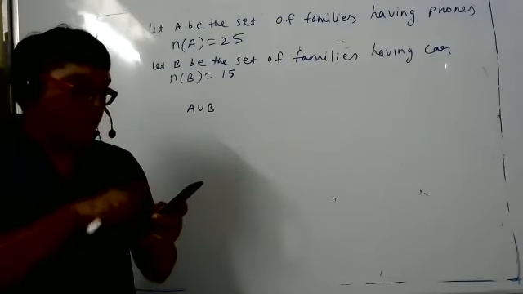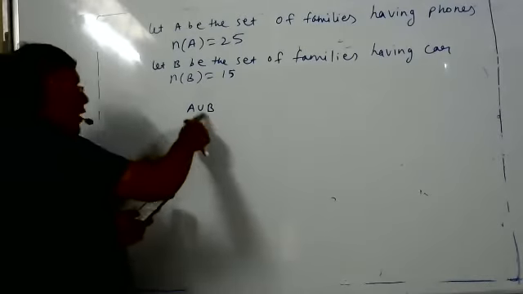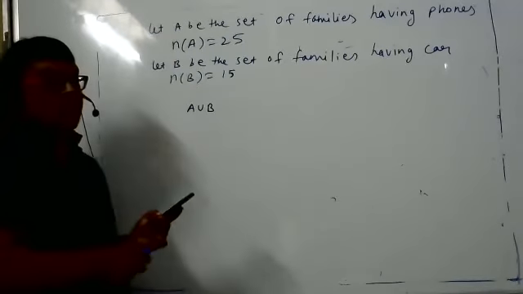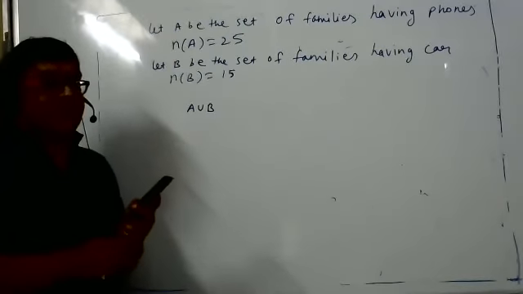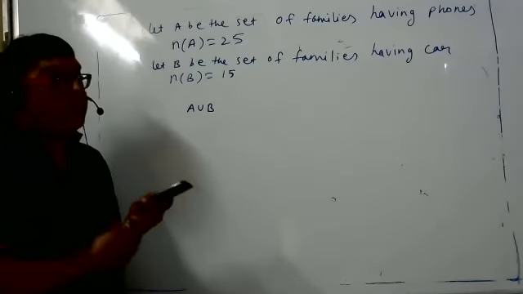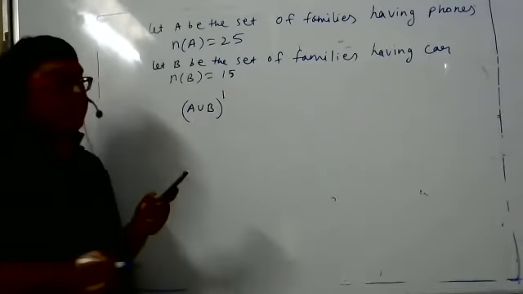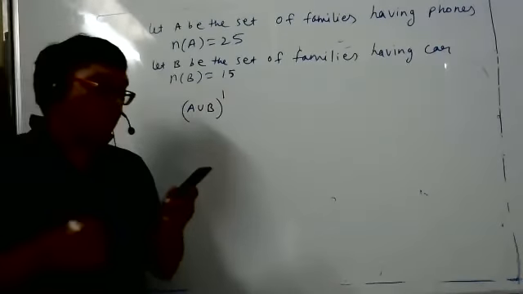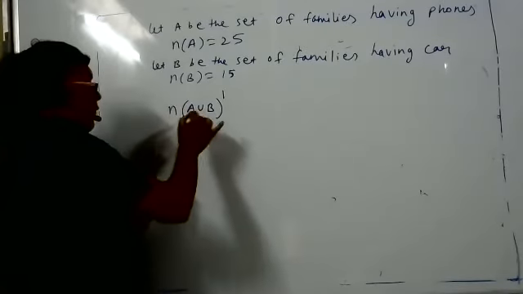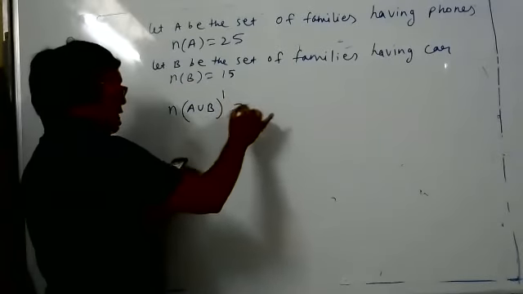They are giving that only: 65% of families own neither a phone nor a car. A union B is either a phone or a car. So which set will represent neither a phone nor a car? A union B whole complement. Excellent. So A union B whole complement represents the set of people who own neither a phone nor a car. So the number of elements in A union B whole complement is equal to 65.